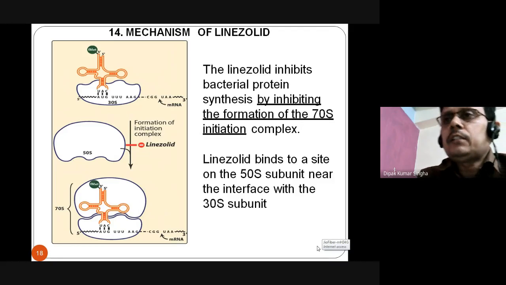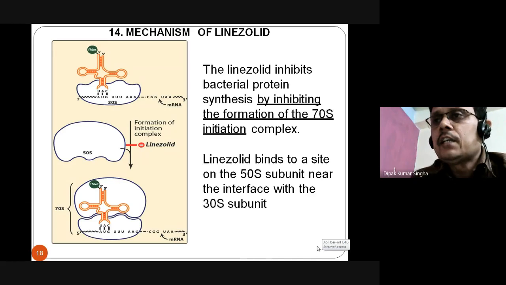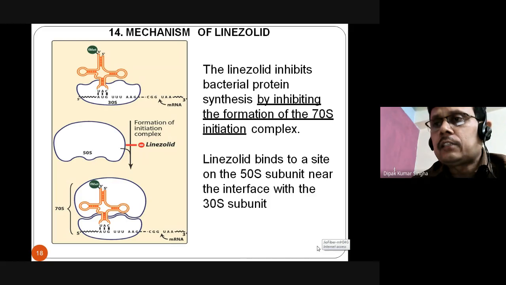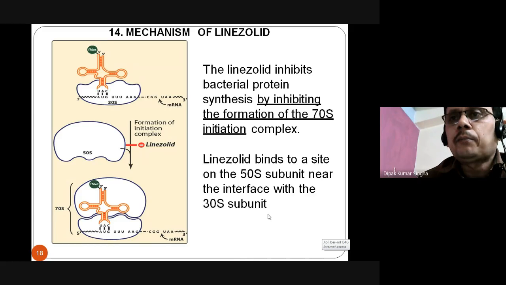Mechanism of linezolid: it inhibits bacterial protein synthesis by inhibiting the formation of the 70S initiation complex. 70S, but initiation complex. Linezolid binds to the 50S subunit near the interface with the 30S. Just binds with the 50S but near the 30S subunit, inhibiting the formation of the initiation complex.